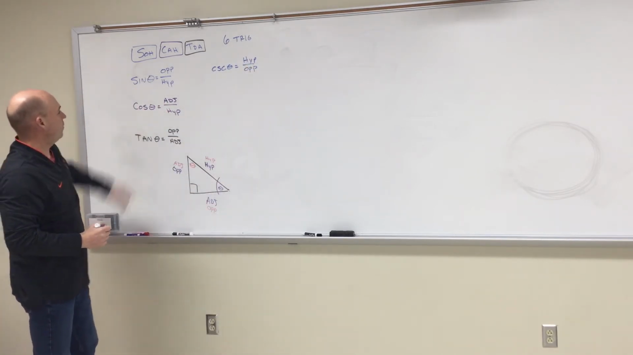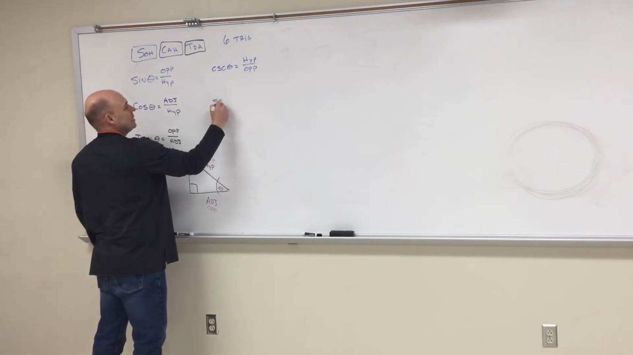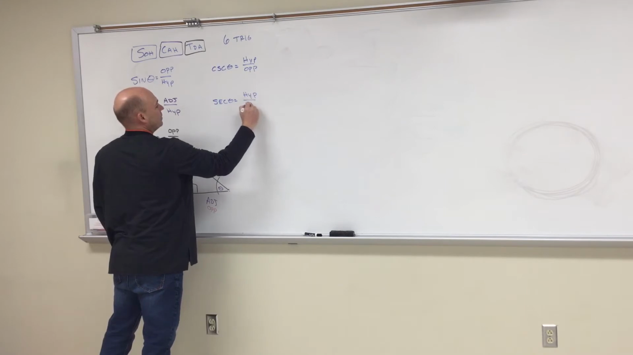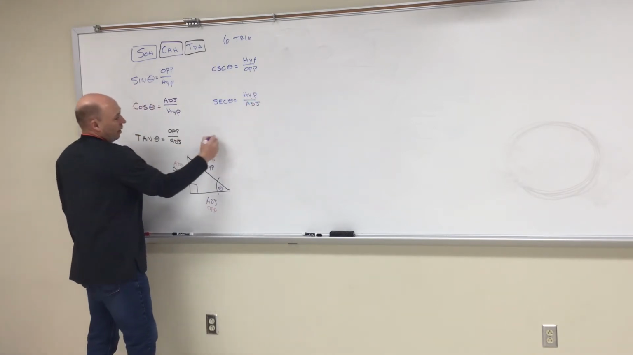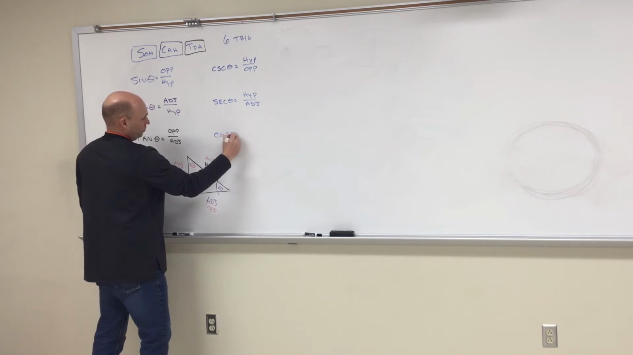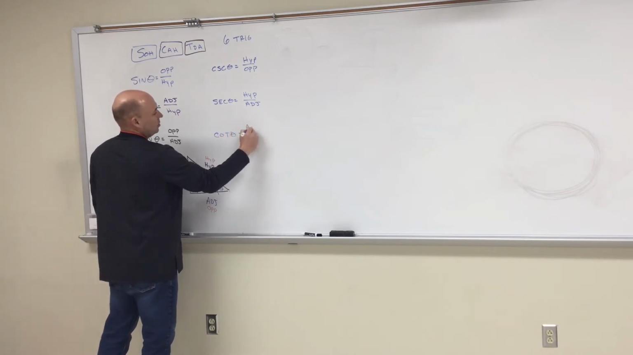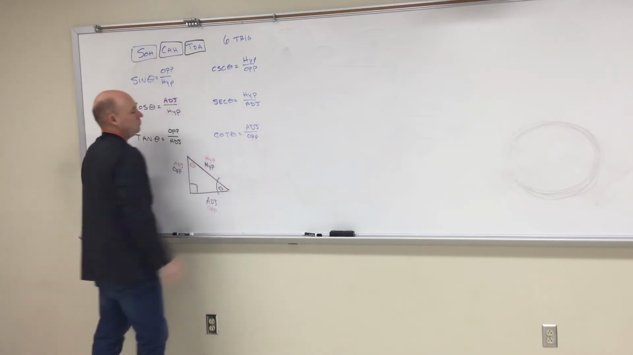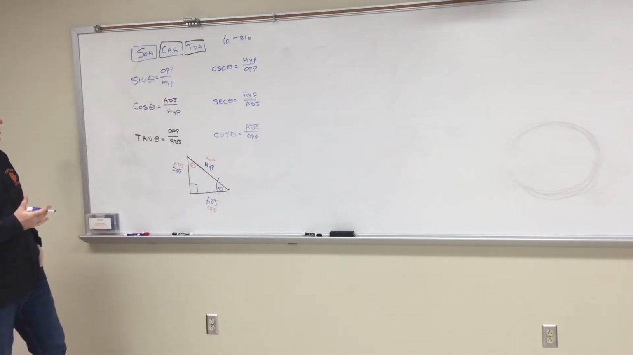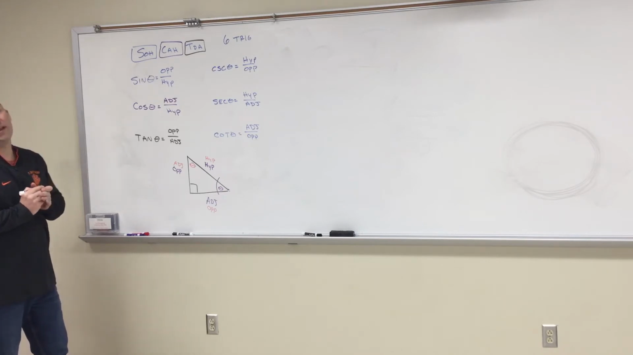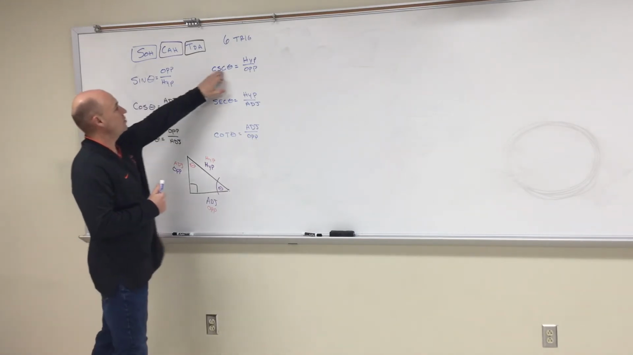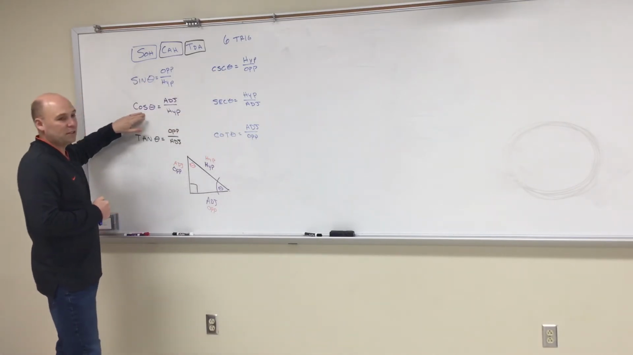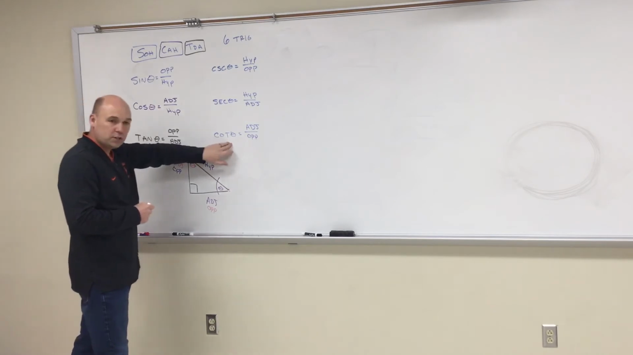The cosine's inverse is called the secant. So that's going to be hypotenuse over adjacent. And the tangent's inverse is the cotangent. So that's going to be adjacent over opposite. So those are inverses of each other. And like Lewis always says, who was a navigator in the Air Force, a pilot must have its co-pilot. So sine has cosecant, secant being the pilot has cosine, and tangent has cotangent.